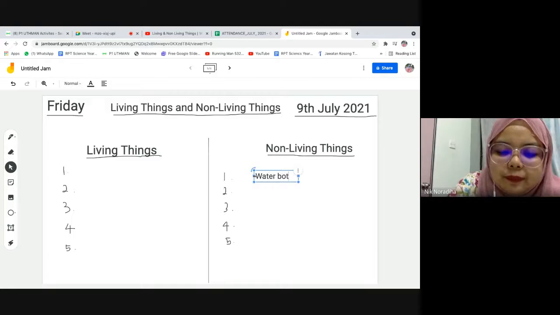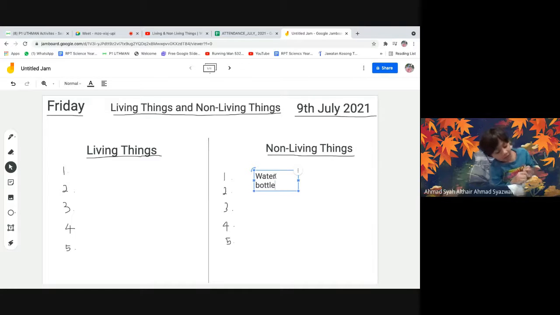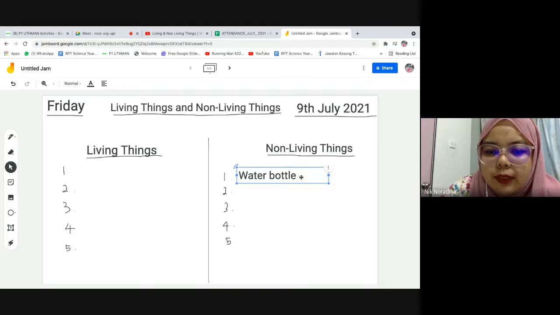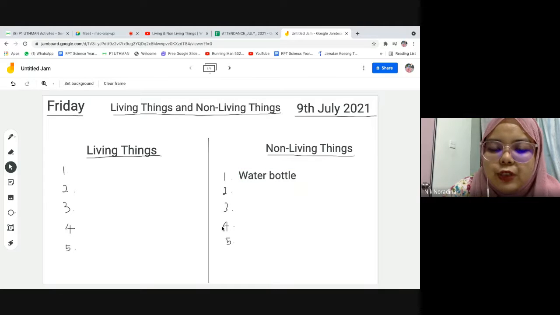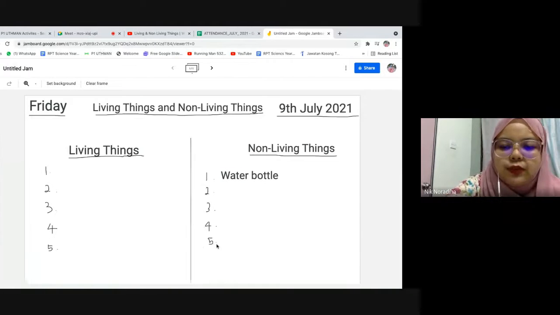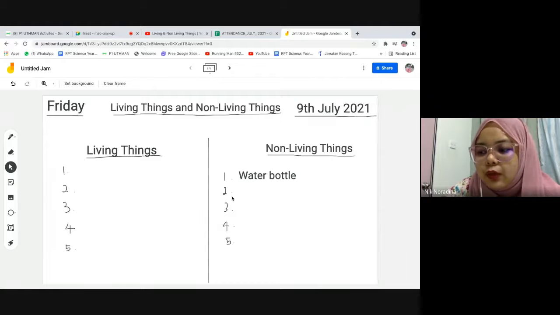Can I do the next page for non-living things? Sure, no problem. If you don't have space in one page, you can use the next page. Just use the pages in your book, don't worry. Okay? Teacher has a water bottle.